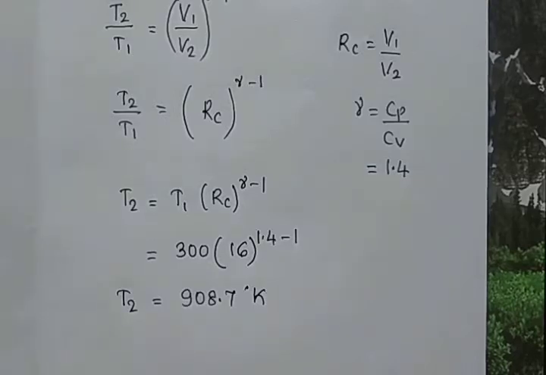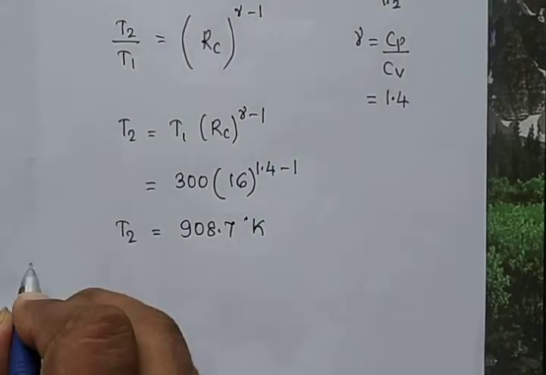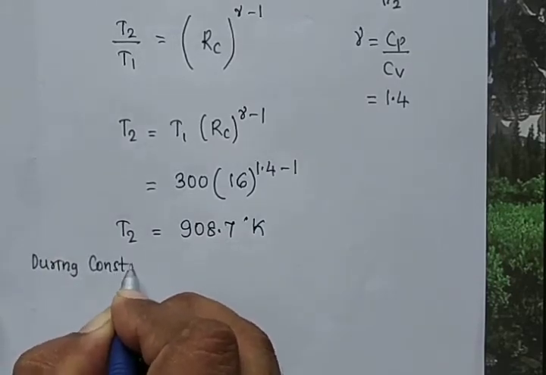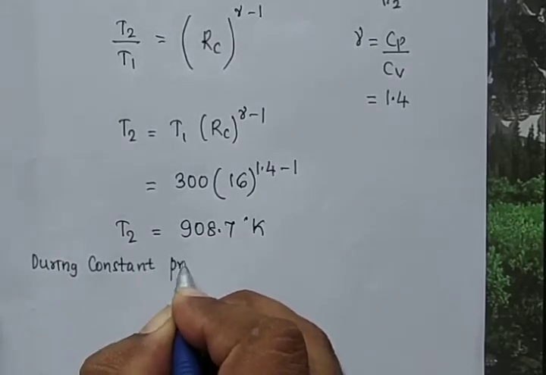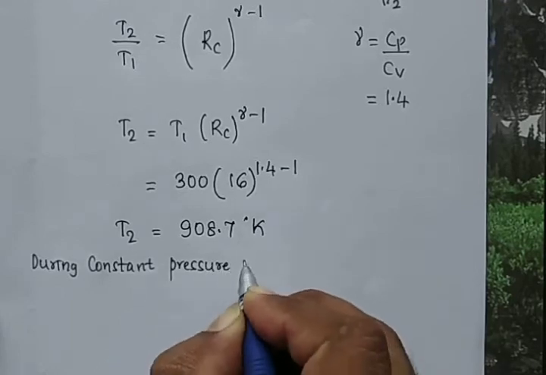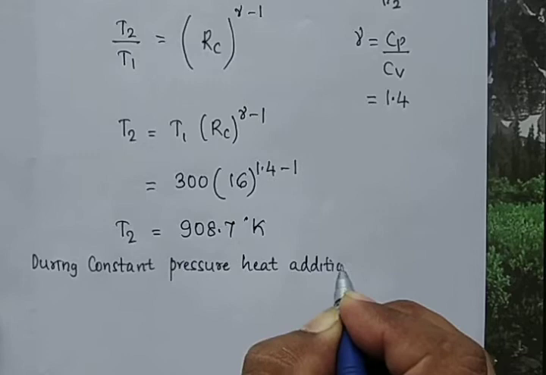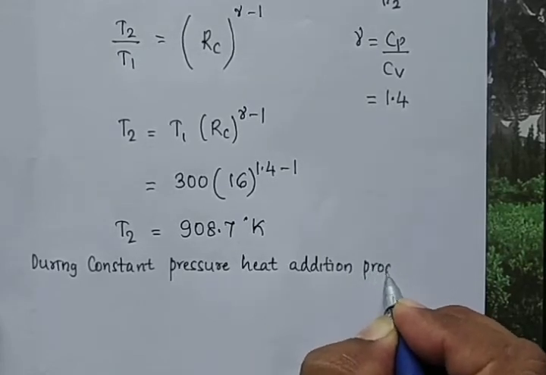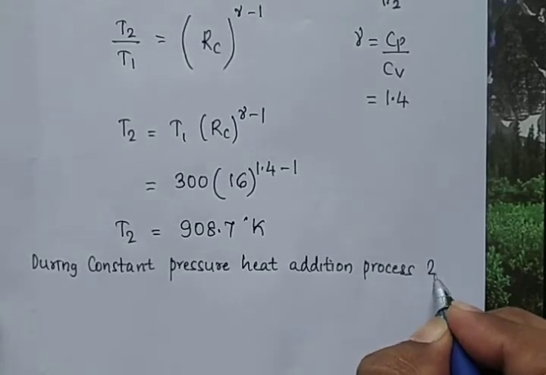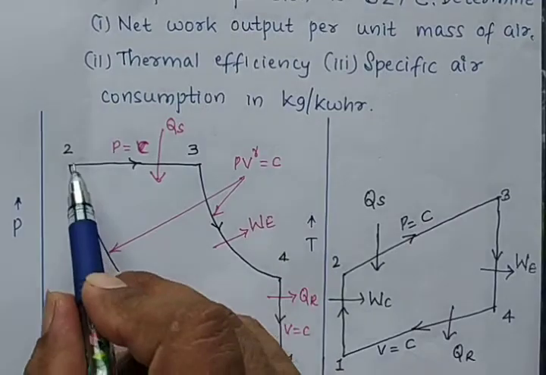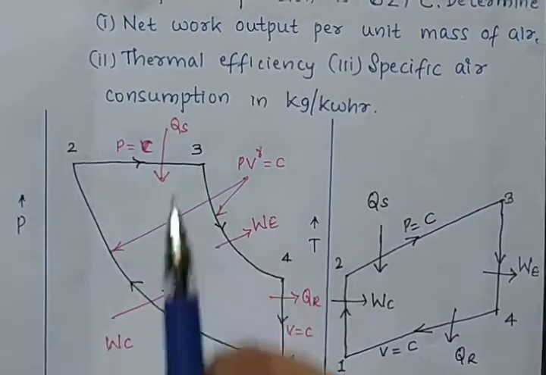So after finding out the value of T2, let us take the next process 2 to 3. That is during constant pressure heat addition process, 2 to 3, which is shown in the PV diagram. So you can see this PV diagram during this process 2 to 3.